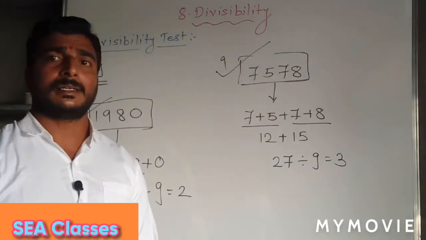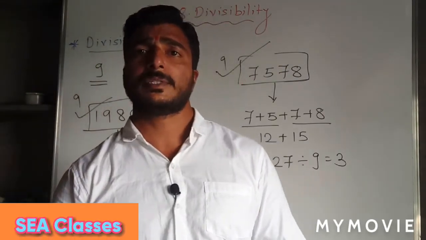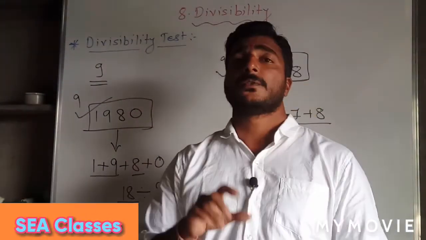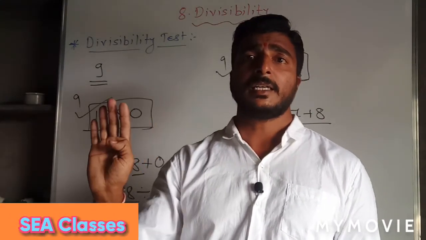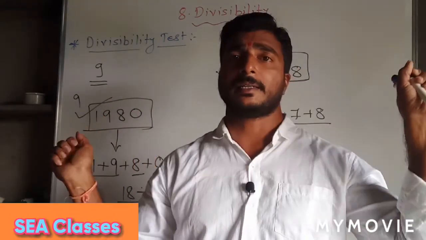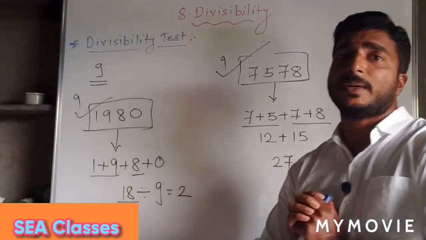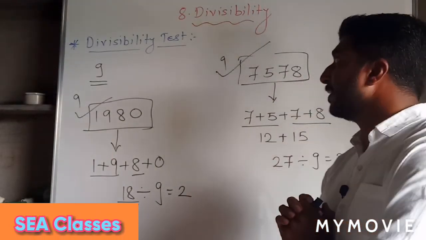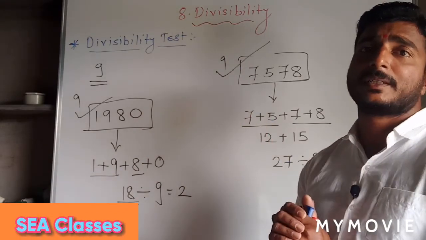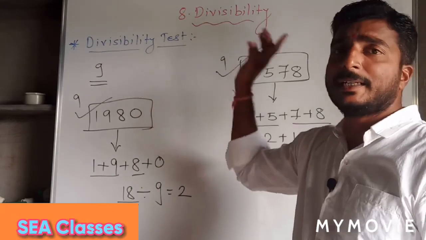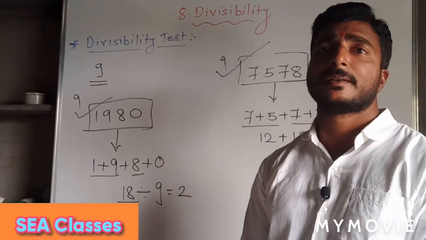So these are the divisibility tests for 2, 5, 10, 3, 4 and 9. In this way you can answer the question whether a given number is divisible by any of these numbers. You have to use the divisibility test. I hope that you understand all these divisibility tests very easily.